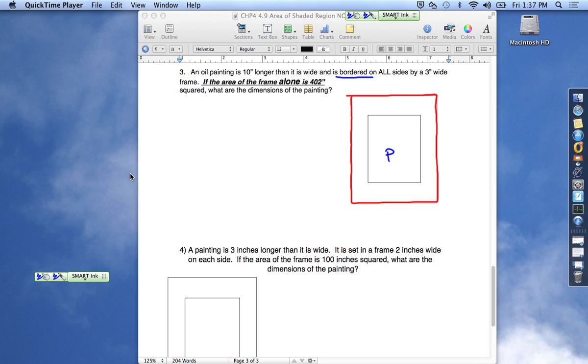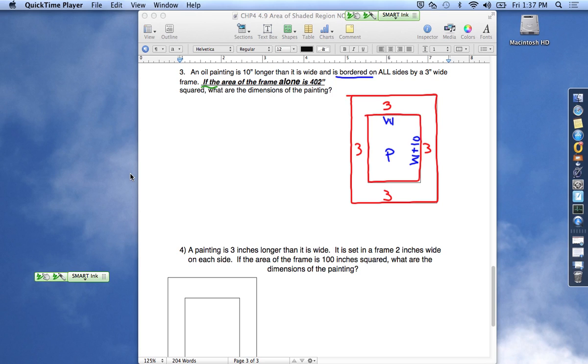The dimensions of the painting: it's 10 inches longer than it is wide. So I have width W, and then I have my dimension of W plus 10. The frame itself is 3 inches on all sides. The measurement of the frame, I'll go ahead and do, so the frame is outlined in red.